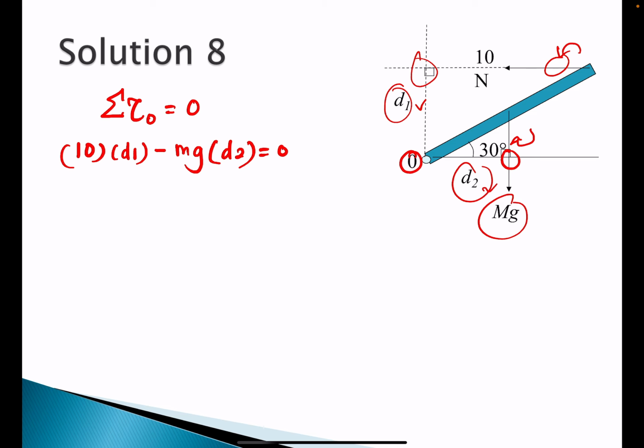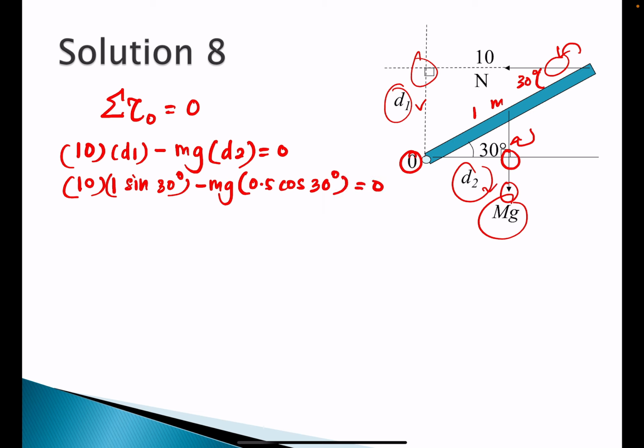After that you need to use your mathematical skills. The rod is 1 meter, as you know, so you can determine D1 and D2 using Pythagoras theorem. So 10 times D1, this is also the same angle, 30 degrees, so D1 is 1 sine 30 degrees. Then you minus mg D2. Since the center of gravity is at half the length, D2 is 0.5 cos 30 degrees, equivalent to 0.